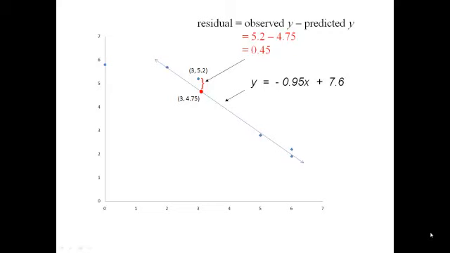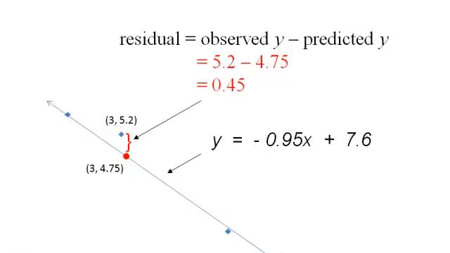Now we could imagine using the line to give us a prediction of the value of y for any x within the range of the x values in our data. So for example, if x equals 3, then we can say that the predicted value of y when x equals 3 is 4.75. That's the value of y on the line when x equals 3.